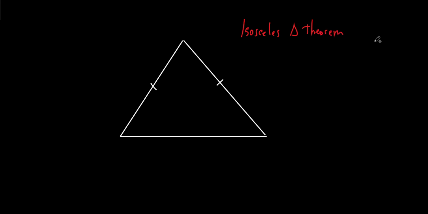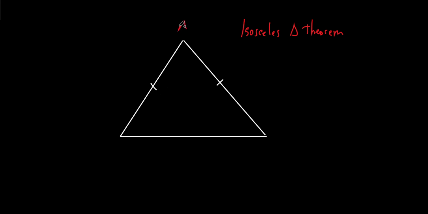Okay? So this is the isosceles triangle theorem. Here's what it says. Everybody watch. This is super important because you're going to do some problems where you're going to have to know this. So if these two sides are equal to each other, what this theorem says is that the opposite angles must be equal to each other as well.